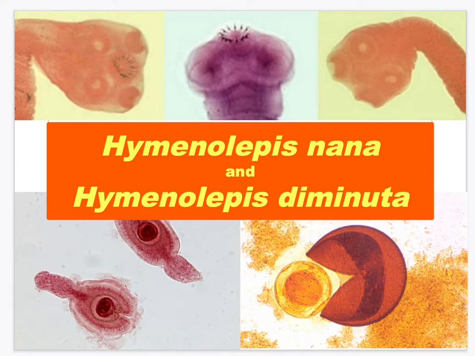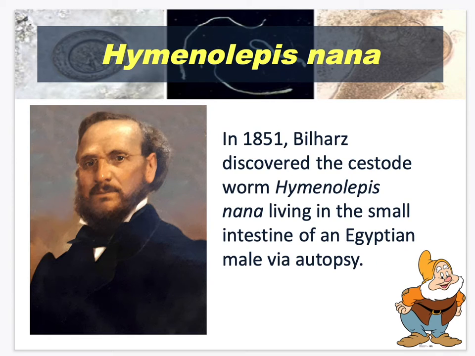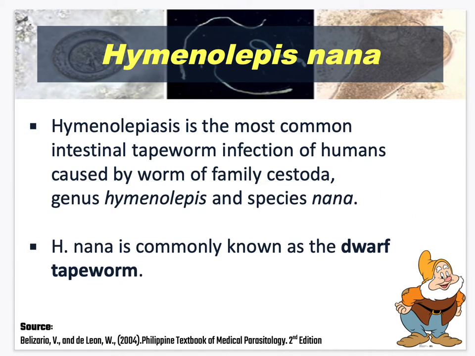This is Hymenolepis nana and Hymenolepis diminuta. So, Hymenolepis nana was first discovered by Theodor Maximilian Bilharz. He was a German physician and an important pioneer in the field of parasitology. So, he discovered a cestode worm, Hymenolepis nana, living in the small intestine of an Egyptian male via autopsy.